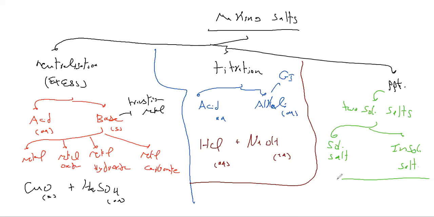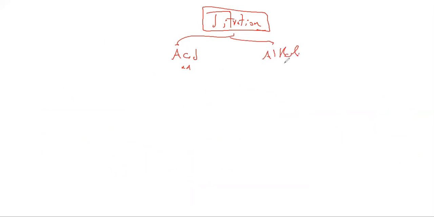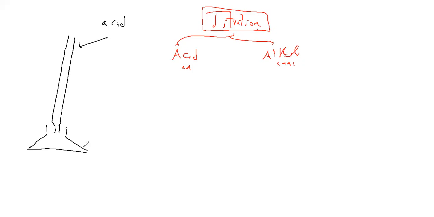How can we make each type? For titration, we said that it is formed between acid, which is aqueous, and alkali, which is also aqueous. How can we do titration? We have a burette, and you fill the burette with acid, and then we have a known volume of alkali.